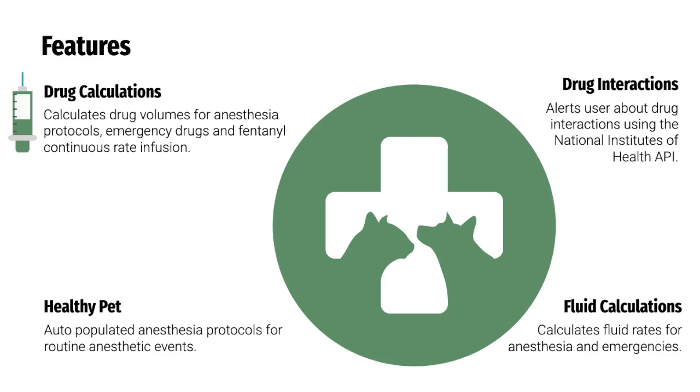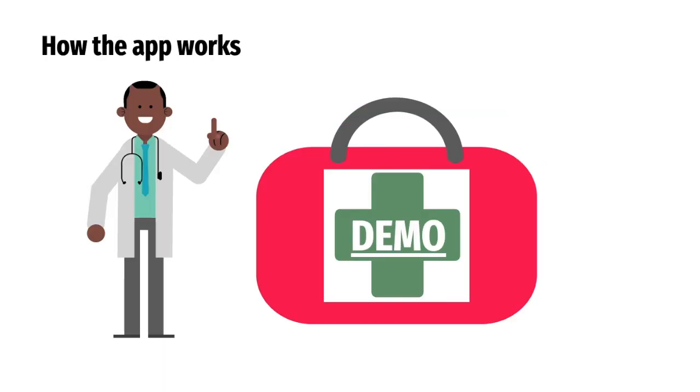The app features a healthy pet option to auto-populate the drugs for the anesthesia protocol for routine surgeries like spays, neuters, wound repairs, and maybe to have their teeth cleaned. Finally, the app returns the possible drug interactions associated with the drugs requested for the protocol and all the drugs administered to the patient in the prior 12 hours. Let's take a look at how it works.